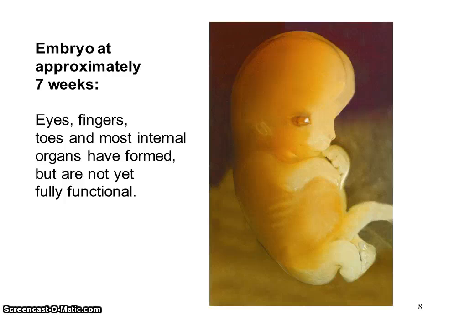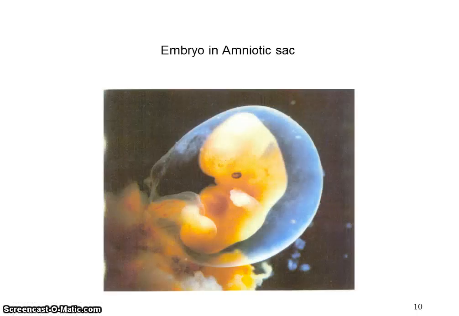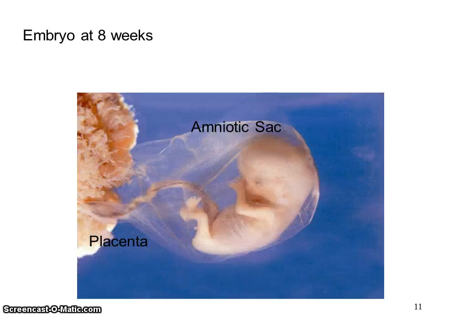Again, the pictures are blown up, so the size that we're actually talking about at 7 weeks is smaller than a green pea. However, the eyes have formed. There's a retina, there's a lens, the child has its own blood type, and the protective sac that the baby is in is actually called the yolk sac at this point. It's not yet the placenta. Here's an embryo in the amniotic sac. Again, this is protecting the baby in the womb.